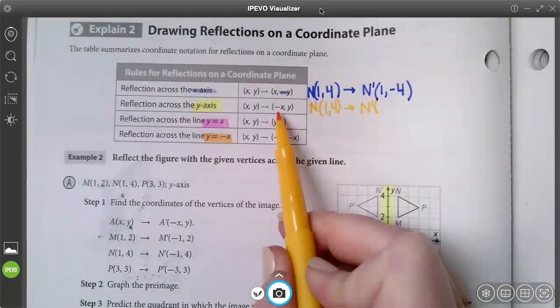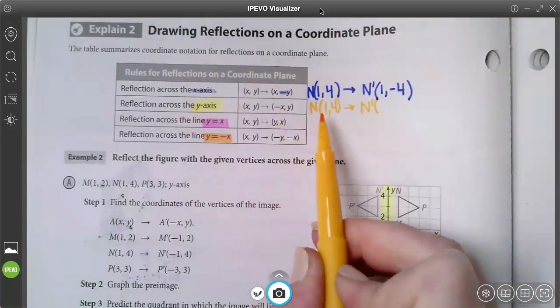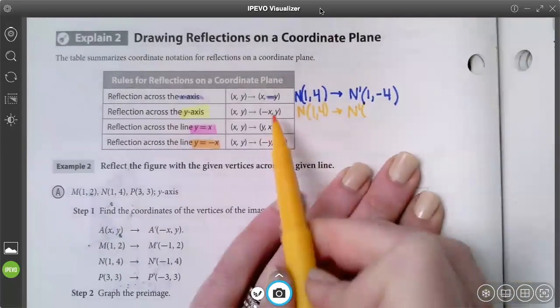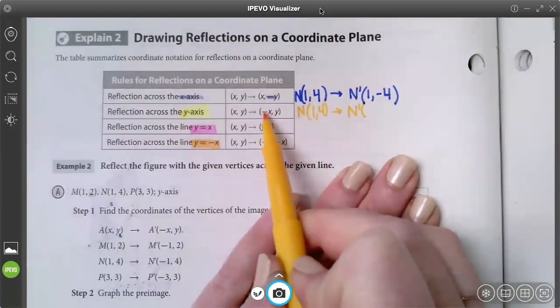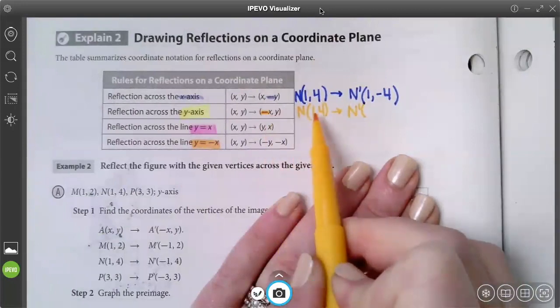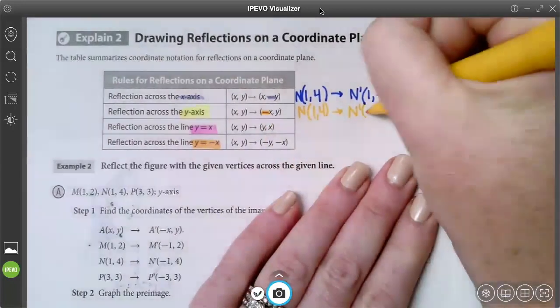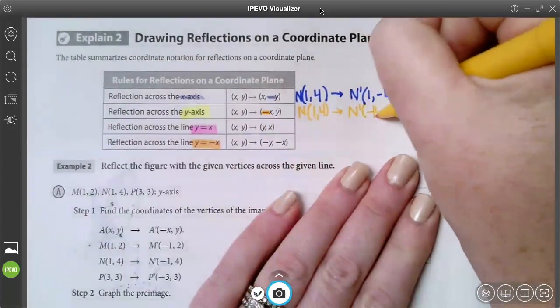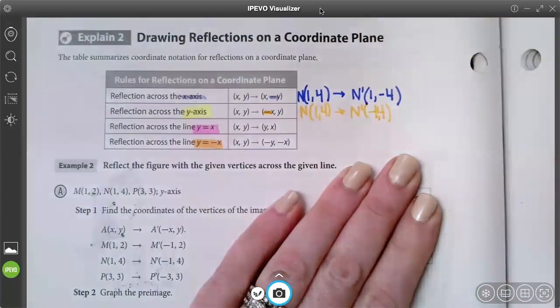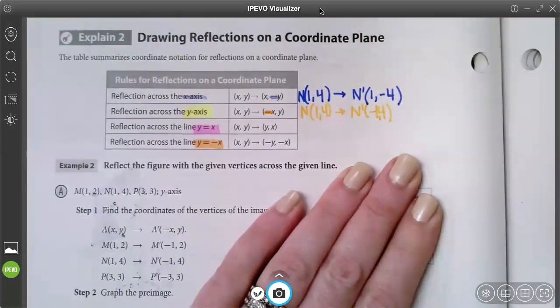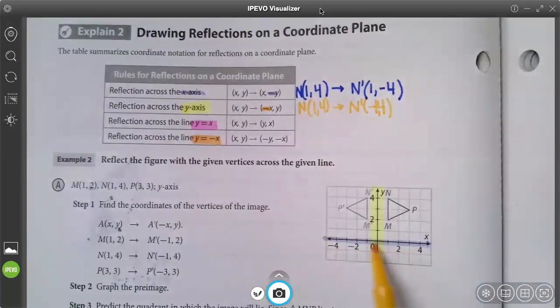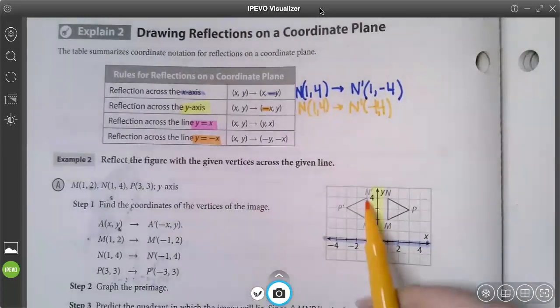So without looking at our graph, looking just at our numbers, let's see if that's what happened. According to this rule, we're supposed to take this X value and make it negative. Well, our X value is 1. So let's make it -1, comma 4. And let's see if that's where our point is. So look down here, -1, 1, 2, 3, 4. There it is, N prime.